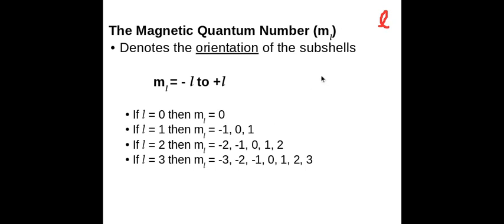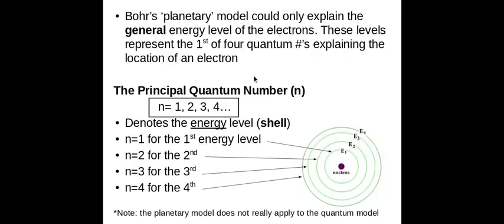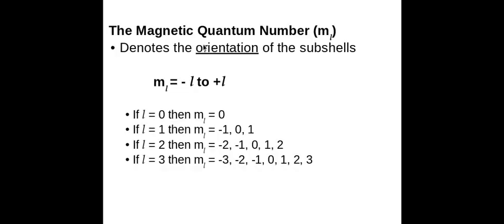The third quantum number is the magnetic quantum number, and this denotes the orientation. So let's just quickly go back through these 3 options. The first quantum number, the principal quantum number, denotes the energy level. We're going to call it the shell. The second quantum number denotes the shape, and the third quantum number denotes the orientation of those subshells. You can think of this as sort of the direction in which the shape is pointing.